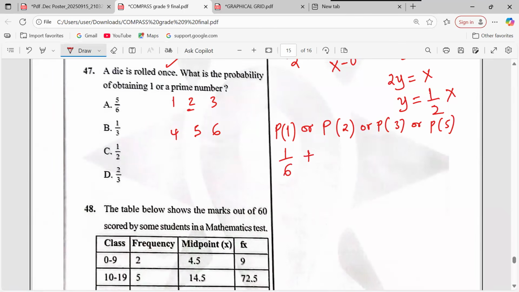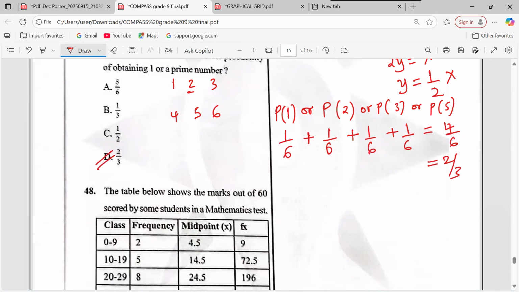Or means addition in probability. Getting 2 is also 1/6. Getting 3 is also 1/6. Then 1/6. This is 4 out of 6, which can simplify to 2/3. Yes, this can simplify to 2/3, making that the right choice.